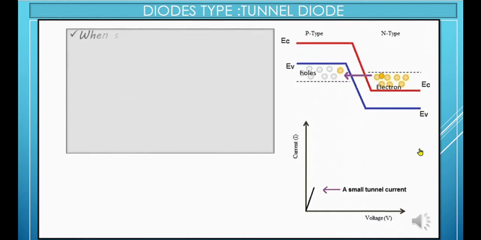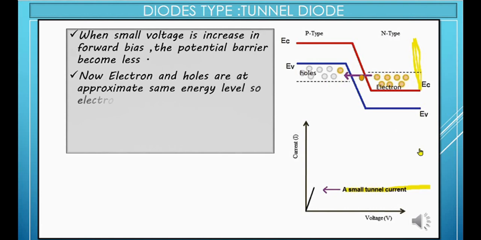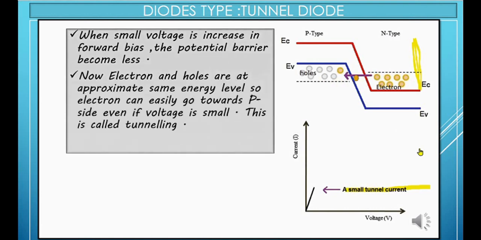When we increase the voltage a small amount, the potential barrier decreases. Due to this, some electrons can go towards the hole side, the P side. So there will be a small tunnel current. This is called tunnel current. So the current will not be zero; there will be some small current.